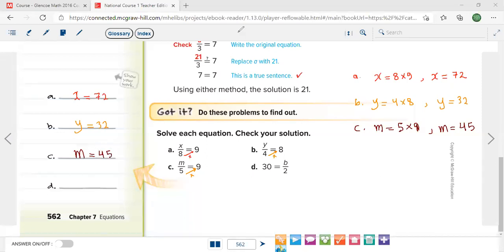Another problem, problem D: 30 equals b over 2, or you can say b over 2 equals 30. So the 2 will be multiplied by the 30. So in problem D, b equals 2 multiplied by 30. So b equals 60.